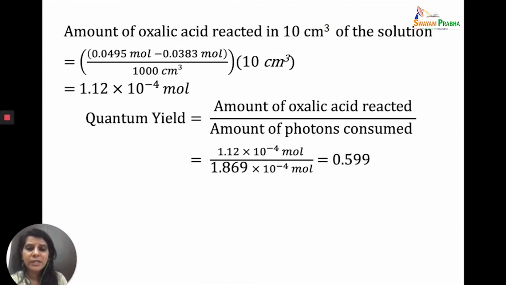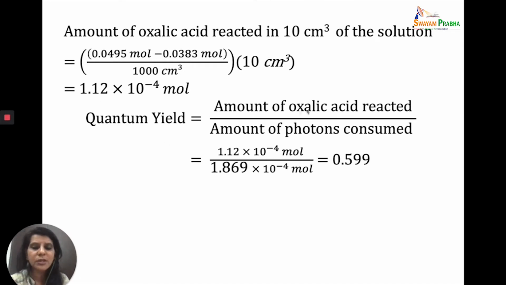Now we know that quantum yield is equal to the amount of molecules reacted upon amount of photons consumed. So let's find out the amount of molecules reacted. Here in this case we are talking about oxalic acid. So the amount of oxalic acid reacted in 10 centimeter cubes of the solution is equal to, we were given the initial concentration was 0.0495 moles per decimeter cube, then the final was 0.0383 mole per decimeter cube, and we were given the volume as 10 centimeter cube. So we convert appropriately mole per decimeter cube into mole per centimeter cube and then find out the value for 10 centimeter cube. So we get the number of moles is equal to 1.12 into 10 to the power minus 4 moles. Therefore now we can calculate the value of quantum yield.